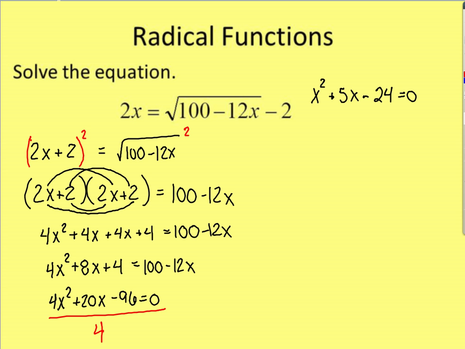So 4x squared divided by 4 just leaves us with x squared. 20x divided by 4 is 5x. And 96 divided by 4 is 24. Now we can factor.